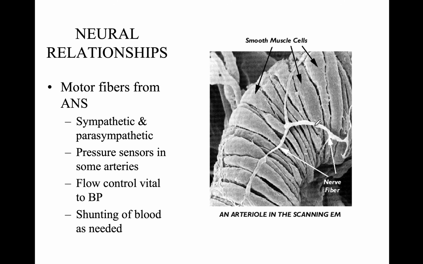Most of the time, these arterioles, as I said, will be supplied by nerves and also by blood vessels. Blood vessels supply nutrition to these arteries, especially the large arterioles, and also nerves, because these arteries contain smooth muscle in their wall, and it's under the control of the autonomic nervous system, which is the sympathetic and parasympathetic. And also there is a pressure sensor in some arteries to control the blood pressure.